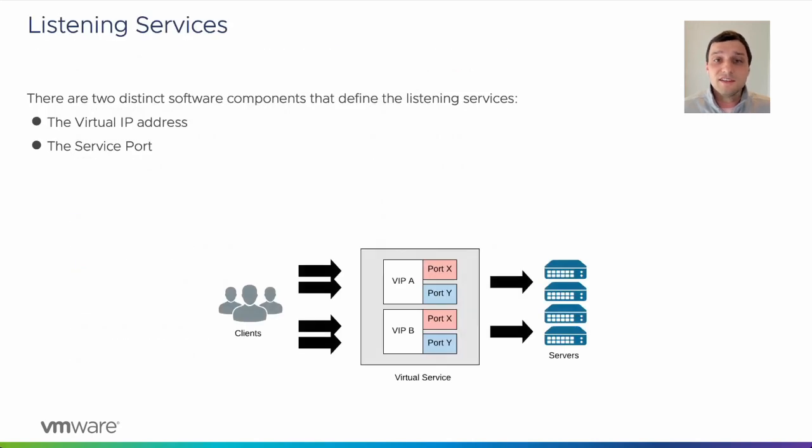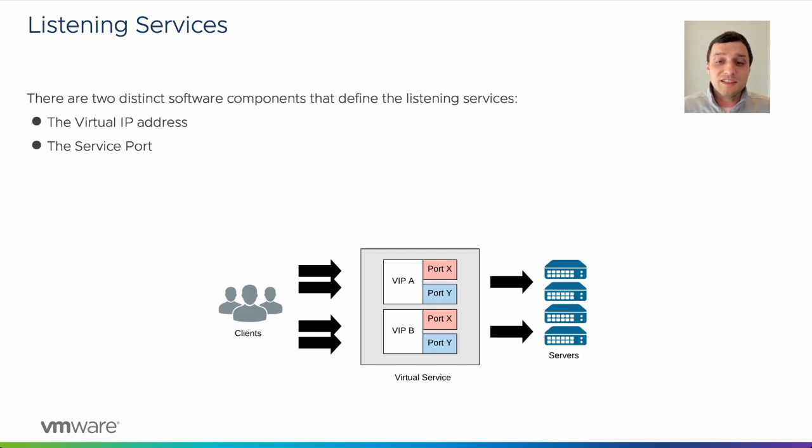First, we're going to look at listening services. The two software components primarily in a virtual service are how this virtual service will listen to the client communication. So we have our virtual IP address, which is the IP that clients will connect to, and then the service port. Whatever service port, whether it's 80 for HTTP, 443 for HTTPS, or even in a layer 4 communication, maybe you'll have SSH, so that would be 22.